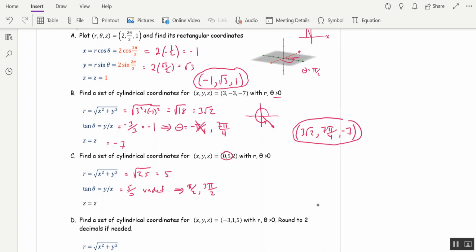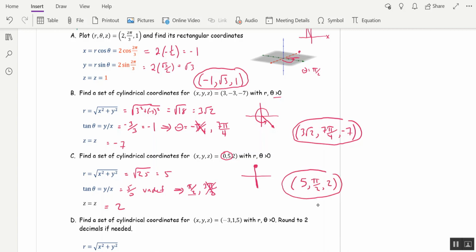Well, let's look at these two coordinates, 0, 5, on an xy plane. x is 0, y is 5 is up here on the positive y-axis. So 3 pi over 2 would be no good because that would be down here, negative y-axis. So we want to use pi over 2. And then z is z, so we're going to get 5 pi over 2, 2.